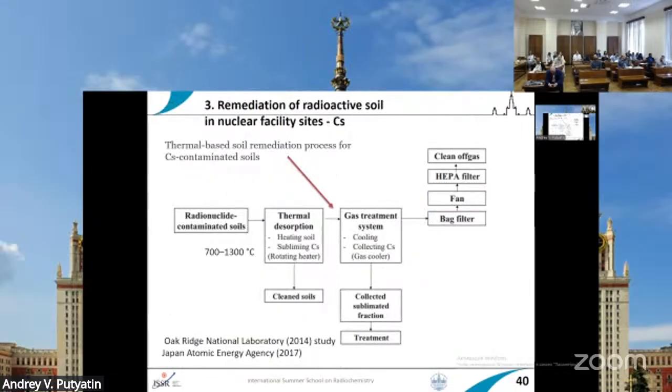Another example is some kind of sublimation of cesium. It's not easy to sublimate it, but when we deal with such kind of temperatures, we can expect that it will go to the gaseous phase, and by this technique, if we have a proper plant, a proper machine, we can decontaminate something, for example soils, from cesium-137.